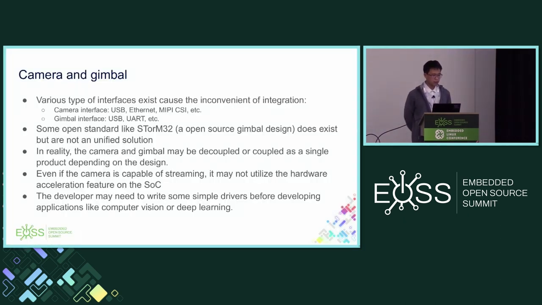First, we found that the camera and gimbals are quite inconvenient during integrations. First, the camera interface: there are many types of interface we can find. First is USB, Ethernet, MIPI, CSI, etc. Then gimbal interface, we have USB or UART. Though there are some open standards like Storm32, which is an open source gimbal design, it is not a unified standard, so not all products will use this.